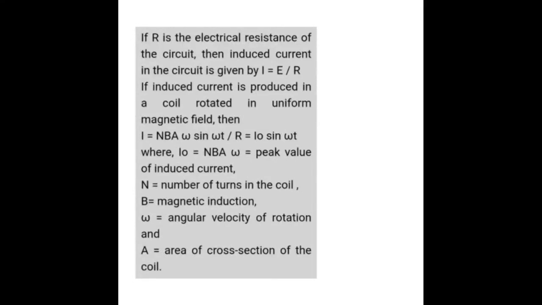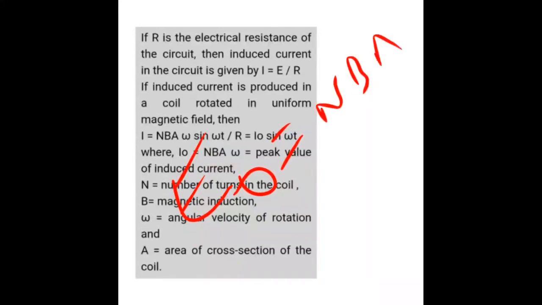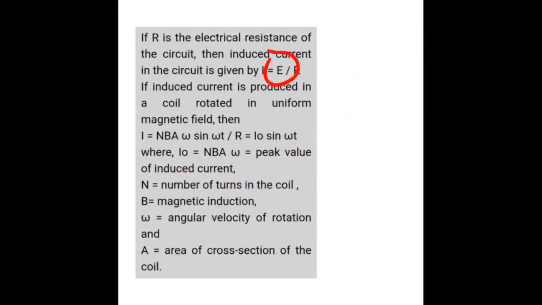The current induced is given by I equals E by R, where E can be written as E naught, and E naught is given by NBA omega sin omega t, where omega is the angular velocity. So in place of E, it is substituted here NBA omega sin omega t, divided by R, where R is the resistance of that circuit.